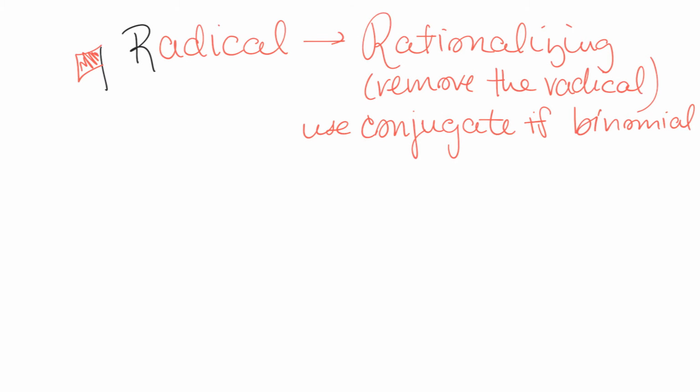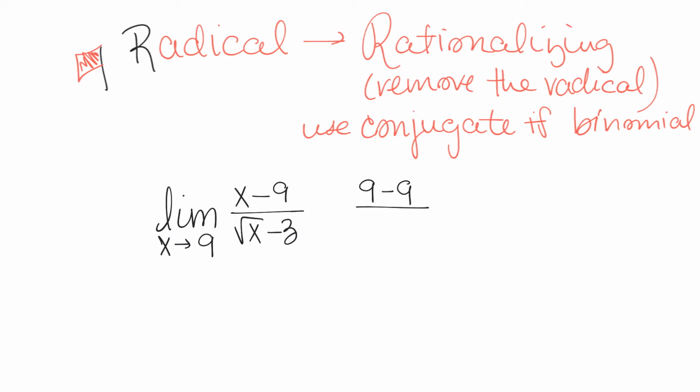All right, so here's what I mean by that. Let's say we've got something like this: the limit of x minus 9 over root x minus 3 as x approaches 9. Step one is to always substitute and see what happens. If we do that, we have 9 minus 9 over root 9 minus 3, and 9 minus 9 is 0, and the square root of 9 is 3, minus 3 is 0, which means this is indeterminate. So we have to do more work.